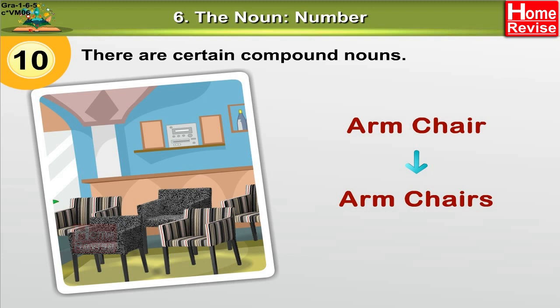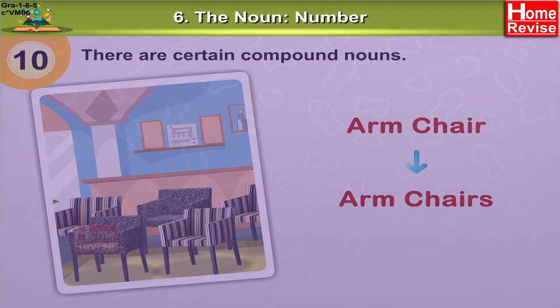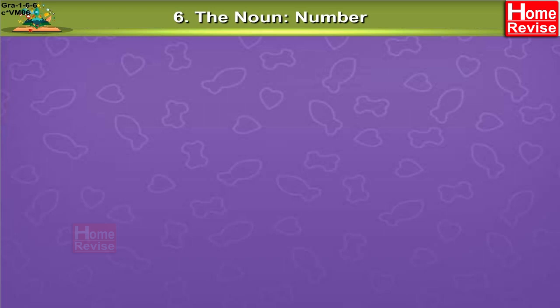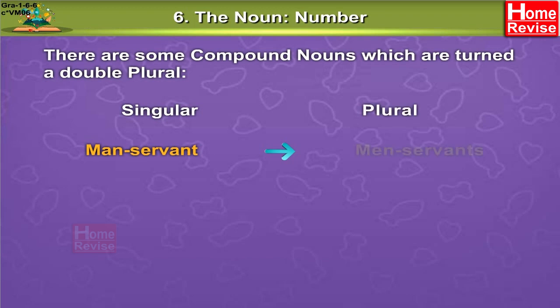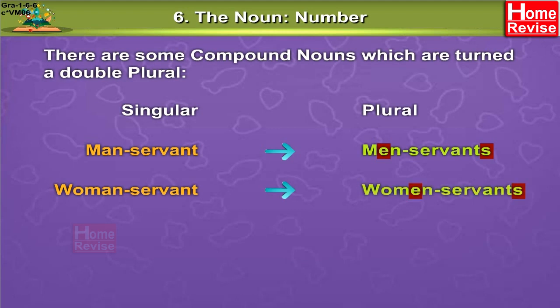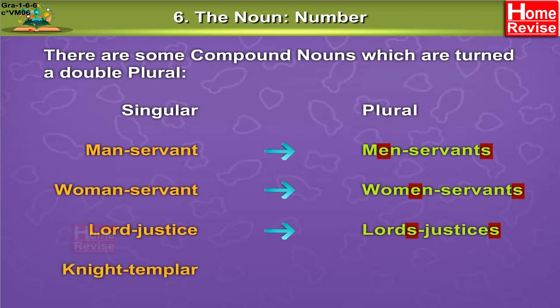Isn't it amazing, children, to study the number nouns? There are so many things you can do to make them plural. There are some compound nouns which are turned a double plural. Singular manservant becomes plural men servants. Woman servant, women servants. Lord Justice, Lords Justices. Knight Templar, Knights Templars.